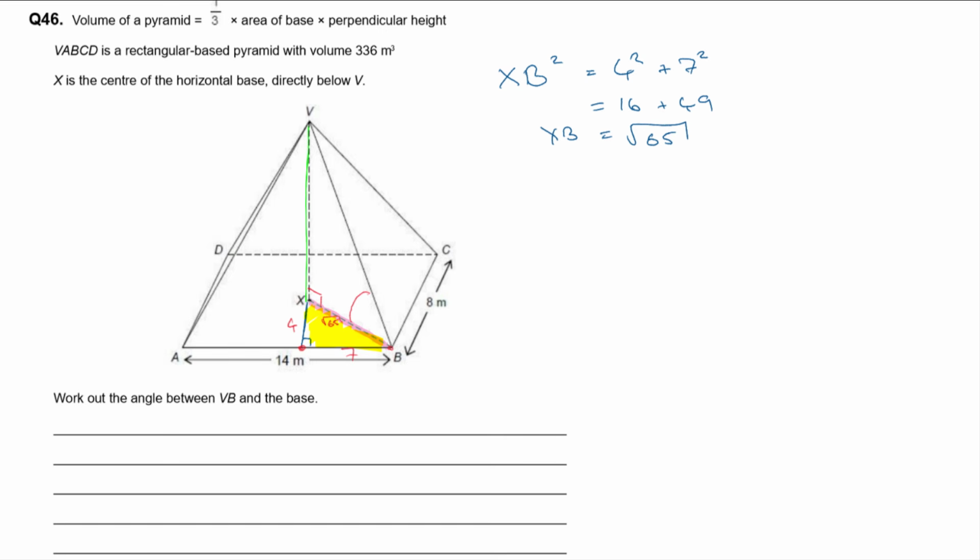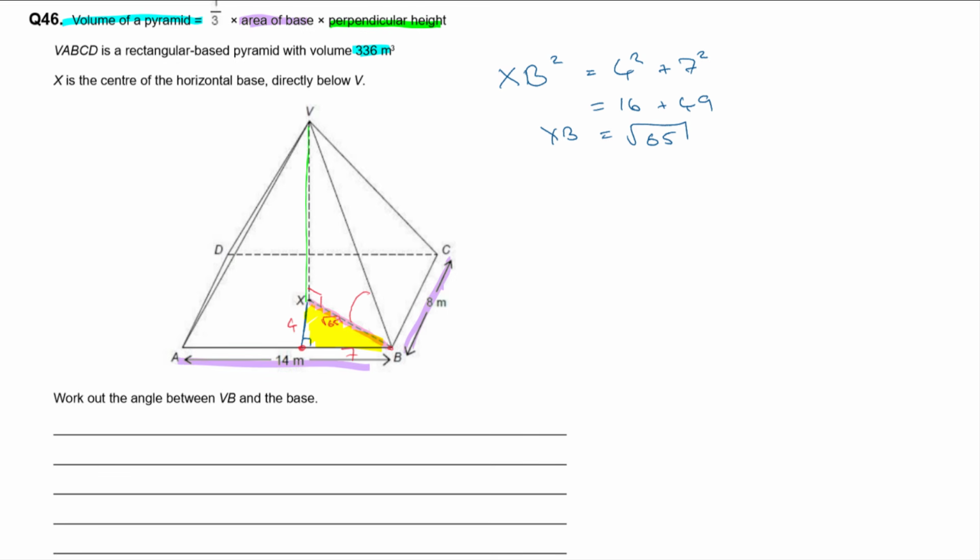So let's find another thing, and then we can use trigonometry in that triangle to find the angle. Okay, so let's find XV. Now I can do that because XV is the perpendicular height, and I know the volume. The volume of the pyramid was given there, and I can work out the area of the base with not too much problem, can't I? So what is the area of the base? Well, the area of the base is going to be 14 times 8, isn't it? So I can work out the area of the base fairly easily.